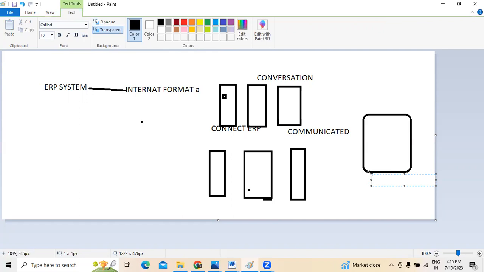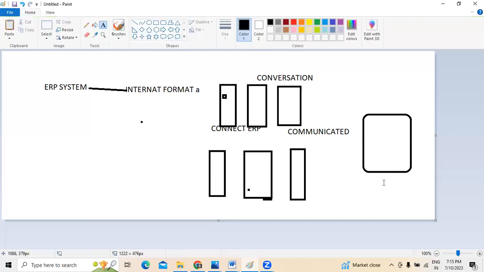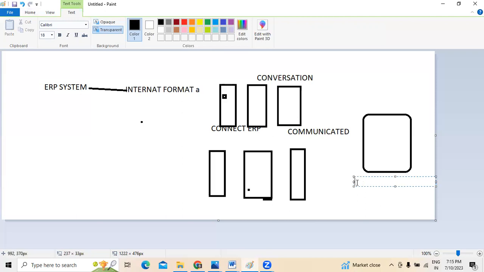Messaging standard, which is called ANSI X12. At the same time, there are other standards and all, which is called EDIFACT, etc.